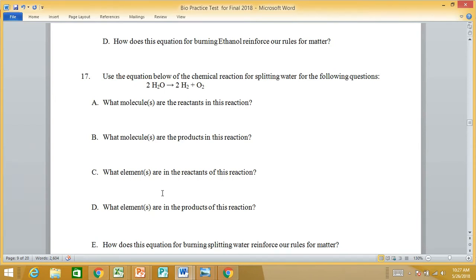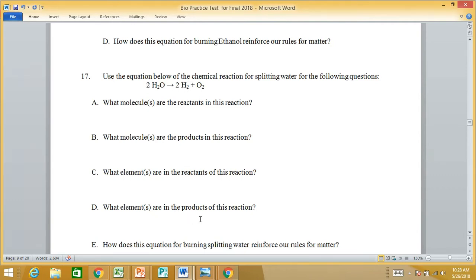What elements are in the reactant side? Well, elements are hydrogen and oxygen. And I know this is confusing because it kind of sounds the same, like hydrogen and hydrogen. You'll learn more in chem next year, but if you can identify that, that's all you need to do.